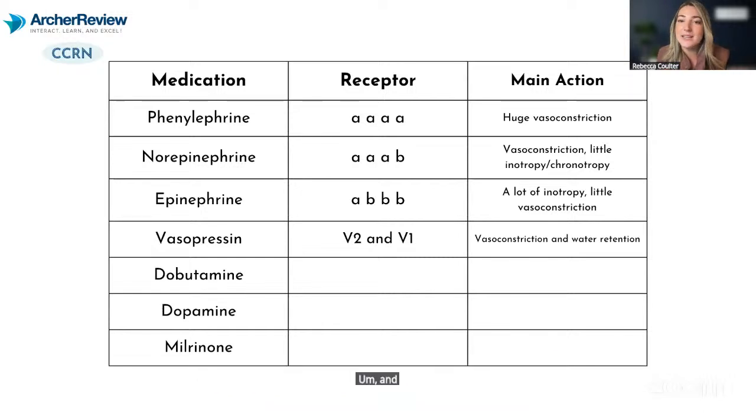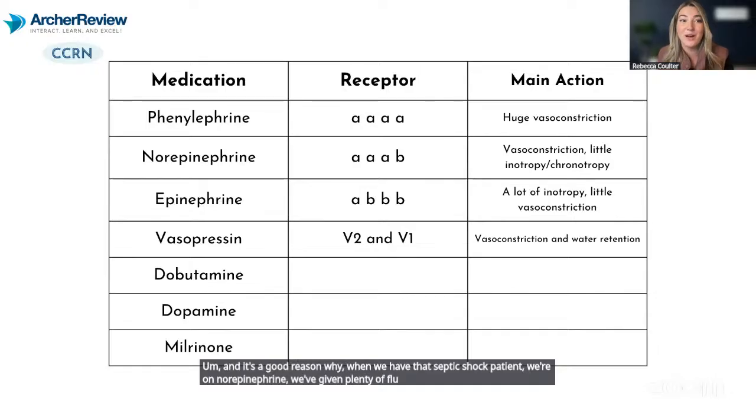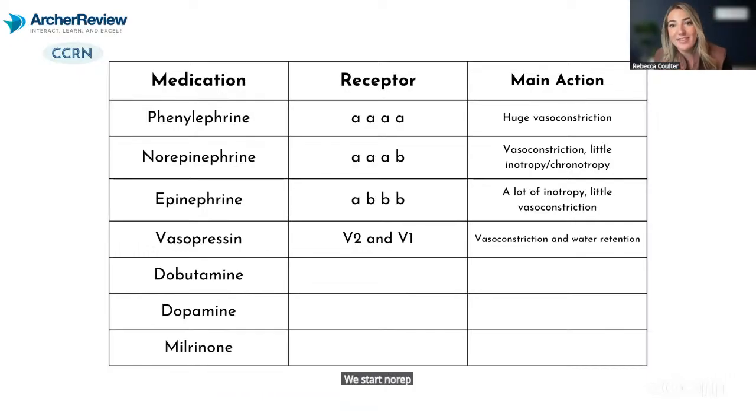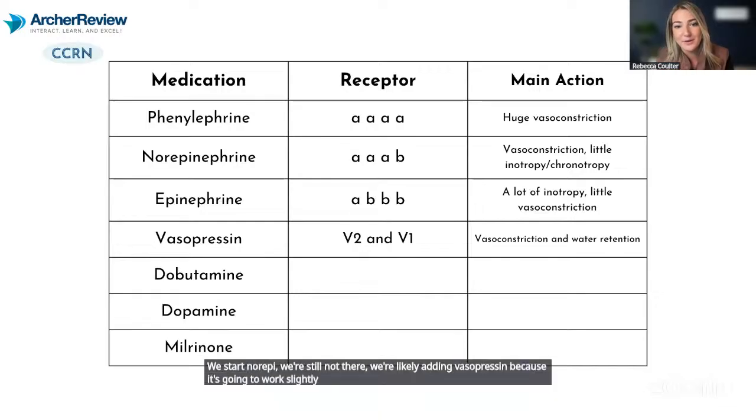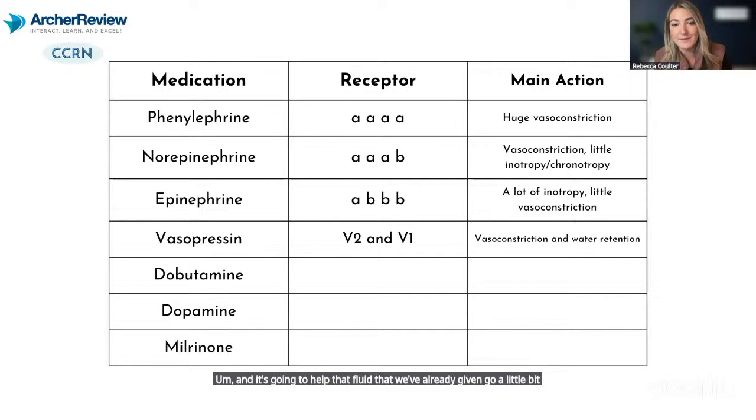And it's a good reason why, when we have that septic shock patient, we're on norepinephrine, we've given plenty of fluid already. That's probably why we've started norepinephrine. We've tried fluid, it didn't work. We still need some blood pressure support. We start norepi, we're still not there. We're likely adding vasopressin because it's going to work slightly different than the norepinephrine, and it's going to help that fluid that we've already given go a little bit further theoretically. So vasopressin is a really good second line in septic shock, typically that and hypovolemic shock.